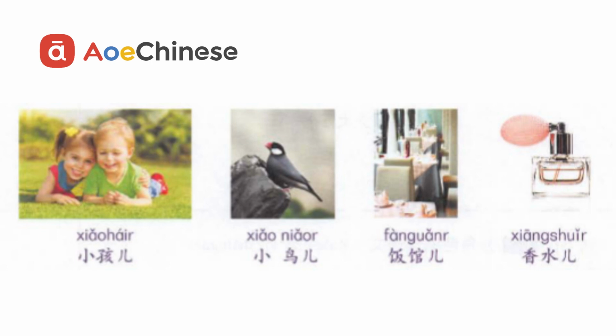小鸟 without r is a 小鸟. 饭馆 without r is a 饭馆. 香水 without r is a 香水.